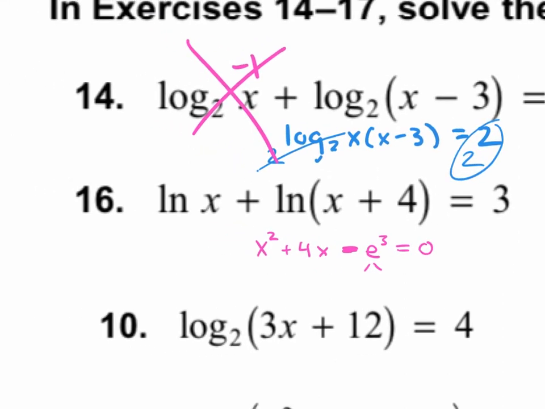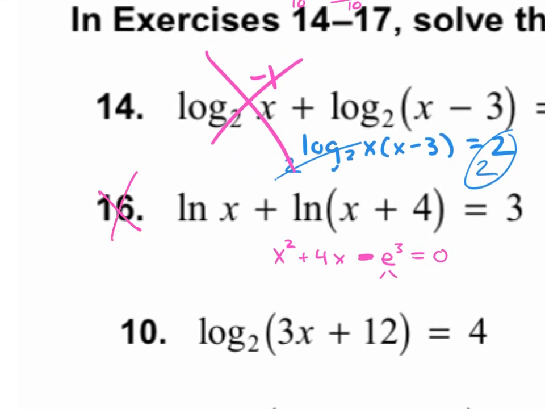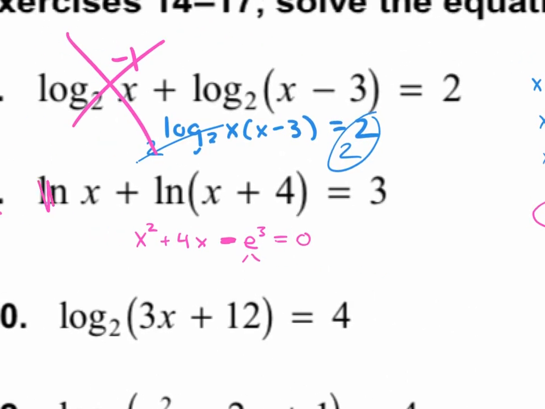How many of these are we going to get? One or two. You could get one that has ln and you'll have to use e, but it won't be one where you have to factor. So it won't be like an x squared. It would just be like if we ignored this ln of x and we just had ln of x plus 4 is equal to 3. How can we get rid of that ln? Make our big base e.